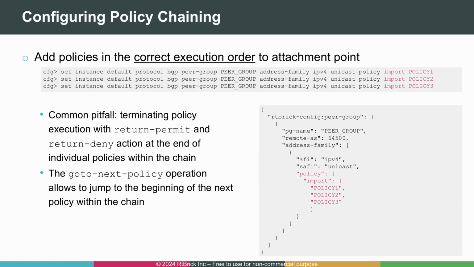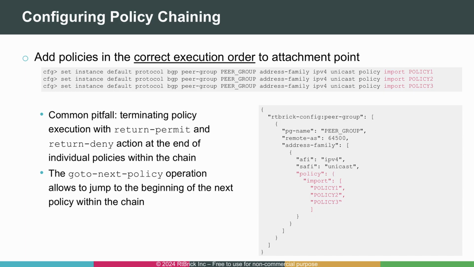Configuring policy chains in RBFS is straightforward. You simply add multiple policies to the appropriate attachment point in the correct order of execution. When viewing the configuration in JSON format, you'll notice that the policies are stored as an ordered list. However, it's important to note that you cannot directly add a list via the CLI.